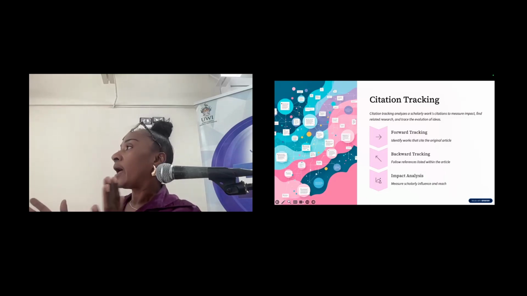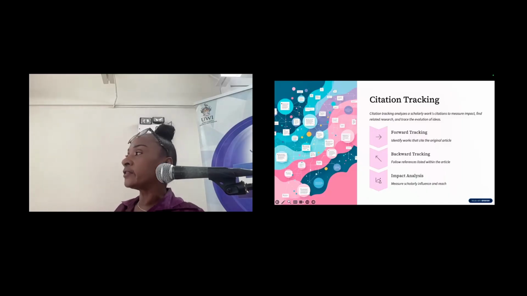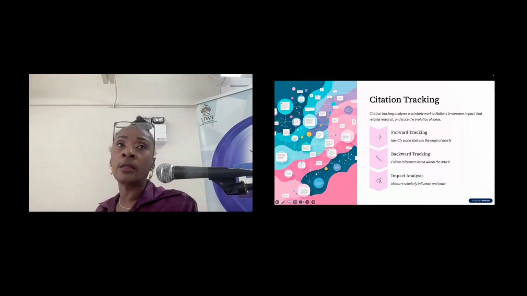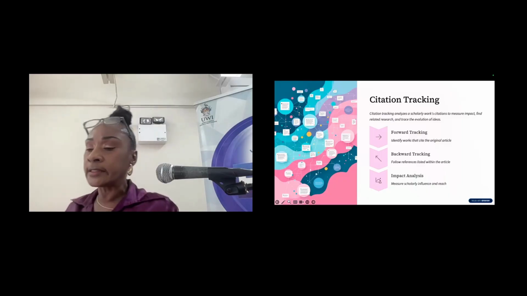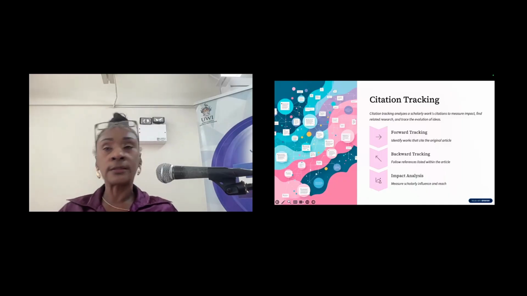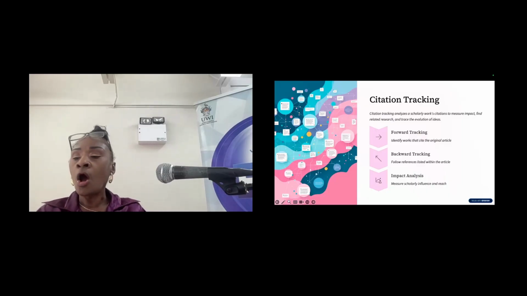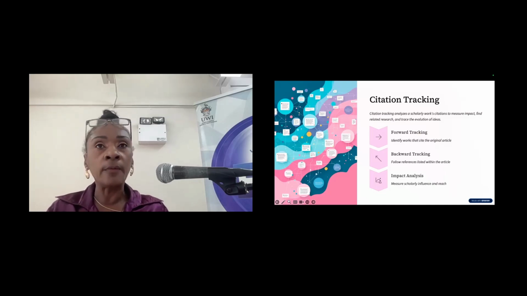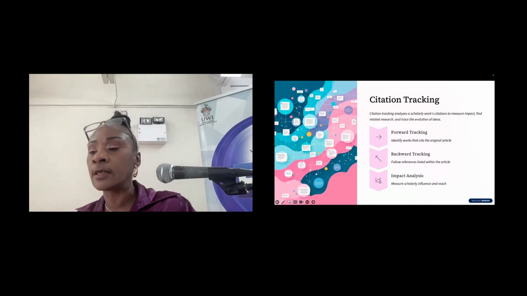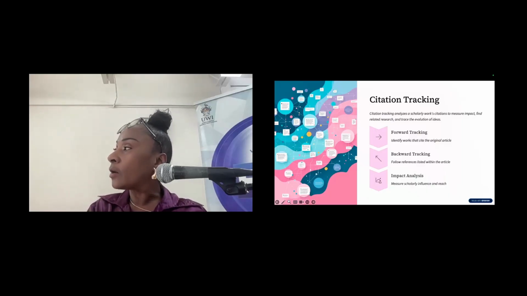As I said, there are different kinds of citation tracking. Forward tracking identifies works that cite the original article. So you start with a specific article and find newer works that cite that article. This helps you see how an idea has been developed or applied by others since the original publication of that article. You also have backward tracking.